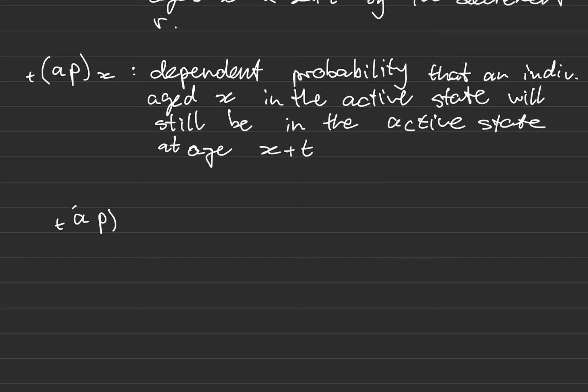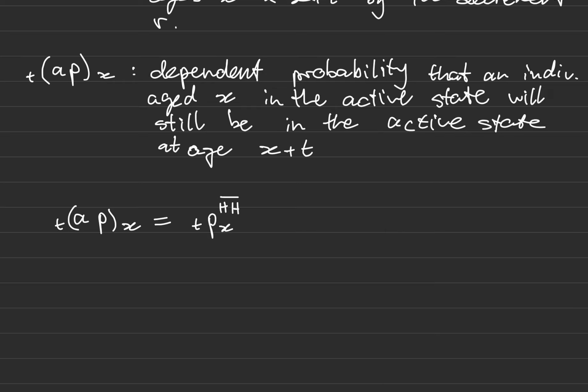TAPX does not equal, assuming that H is our healthy state, does not equal that. Okay, why? Because this assumes that the person never left the state. This assumes that the person was in the active state all the while between age X and X plus T. However, it does equal the holding probability.